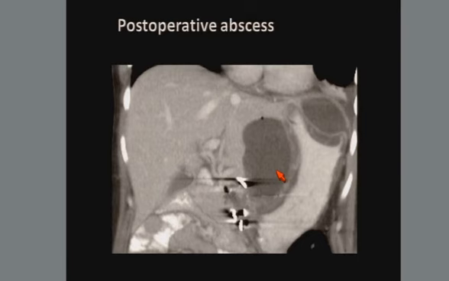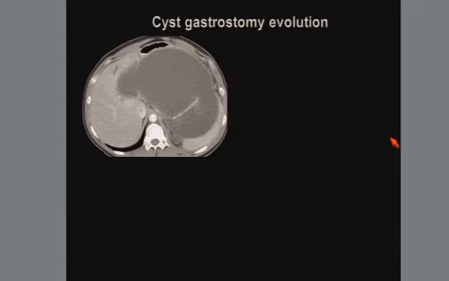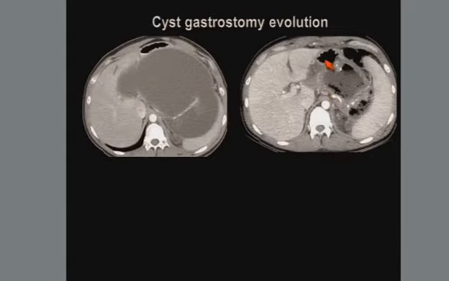And here's a post-op fluid collection with some gas bubbles, obviously suggesting the presence of an abscess. In our practice, those patients would come right on down for a percutaneous drainage procedure. Some sites will approach these patients surgically.